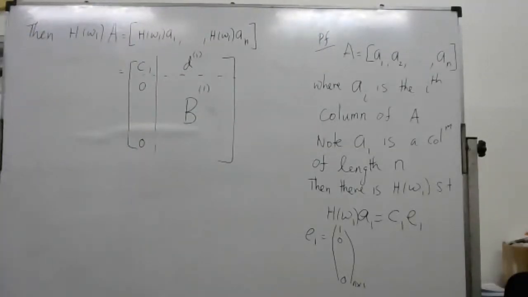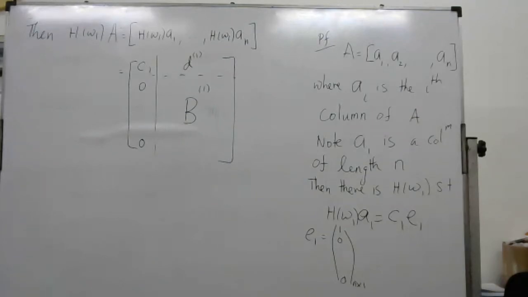After the first step, when you multiply H omega 1 by A, that means you multiply every column of A by H omega 1. Then H omega 1 A will look like C1 on the first term and 0, 0, 0 below that, and the other terms are something else which you can always compute.